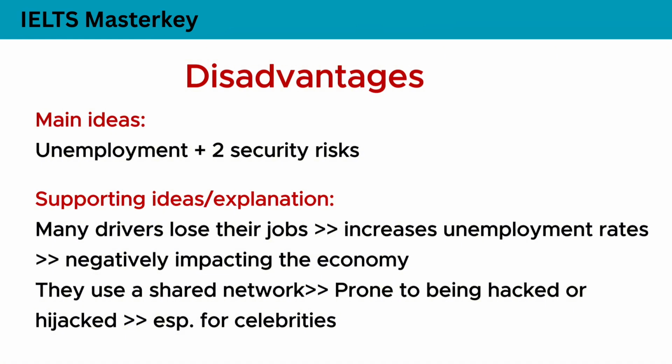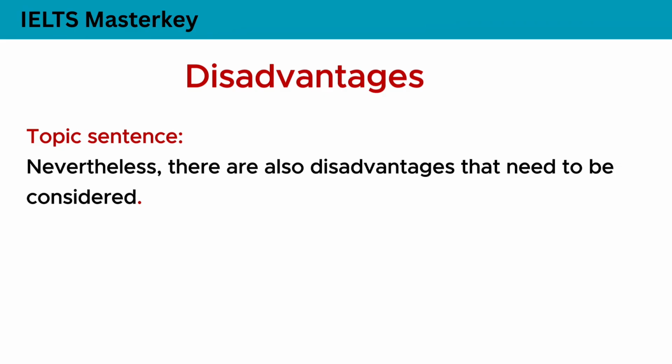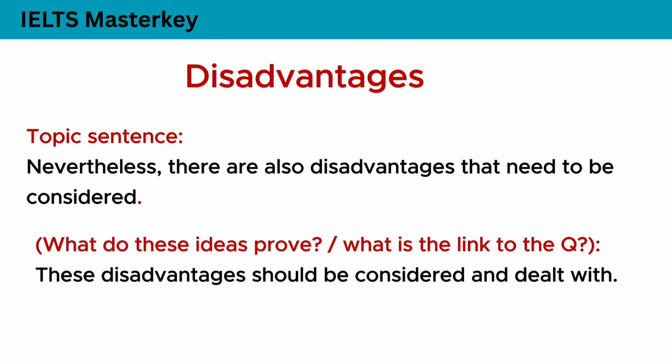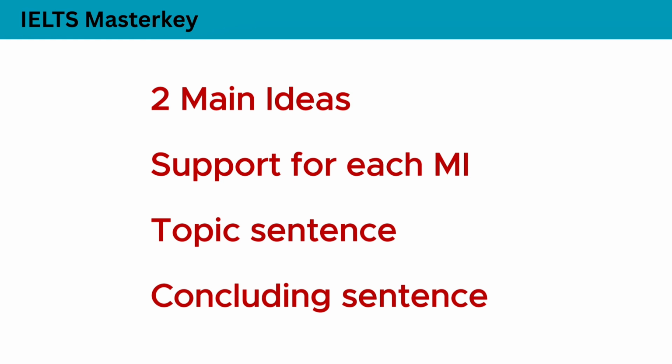Now, to sum up, in each body paragraph, we brainstorm main ideas. Then we brainstorm supporting explanations and examples. And then we write a topic sentence that makes it clear what that body paragraph talks about, whether it talks about advantages, disadvantages, view one, positives, negatives, etc. And we could optionally add a short concluding sentence as well, which I recommend for band 8 and 9. And that's our full plan for the essay.